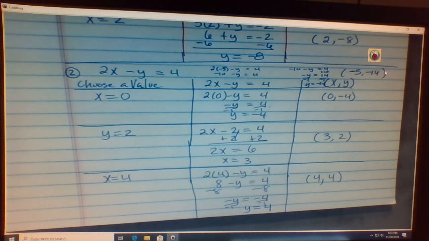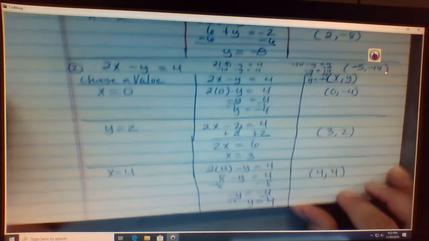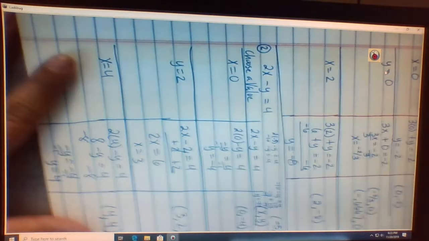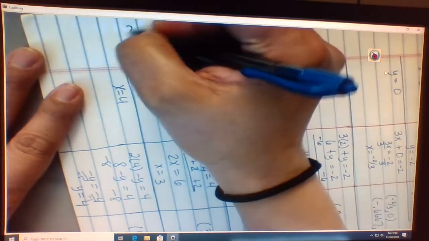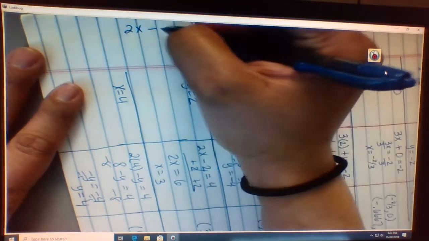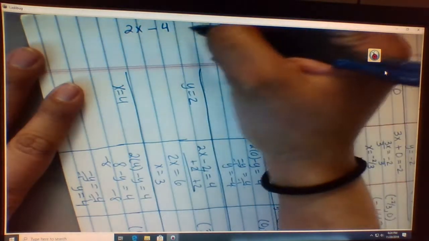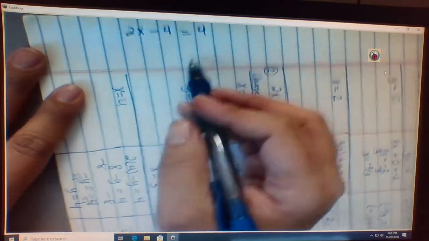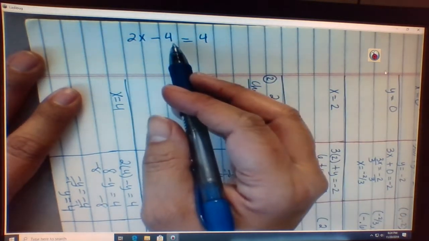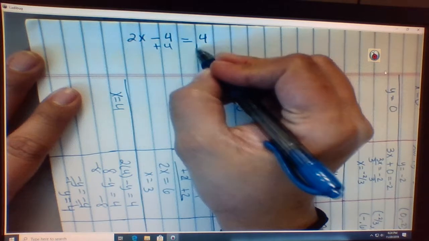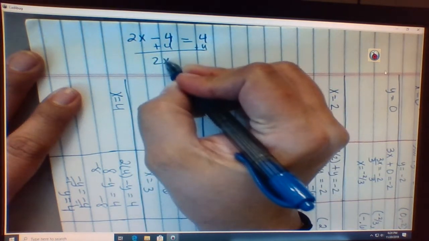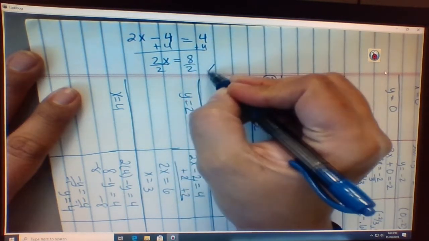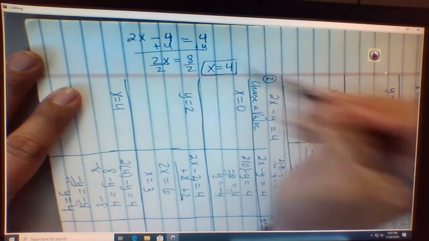Can you do y is for 4? Because I got a fraction. Okay, for 4? Yes, I can. I'm going to do it here on the side. So we have 2x minus y equals 4. So if I'm solving for x, I have to add 4. And when I add 4, I have 2x is equal to 8. Divide by 2, so x is a positive 4.